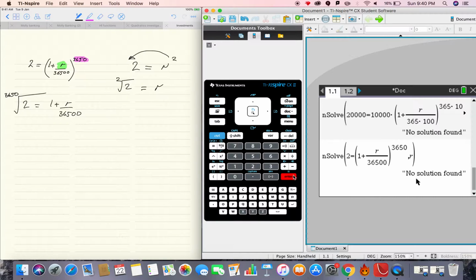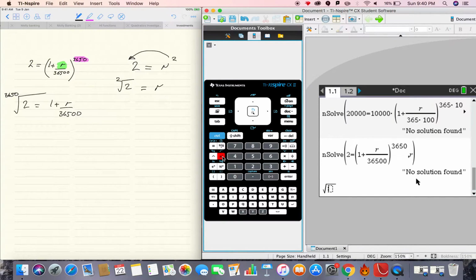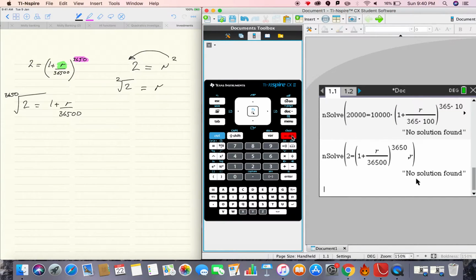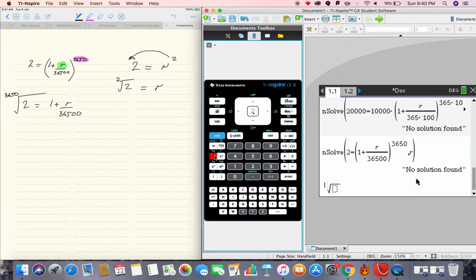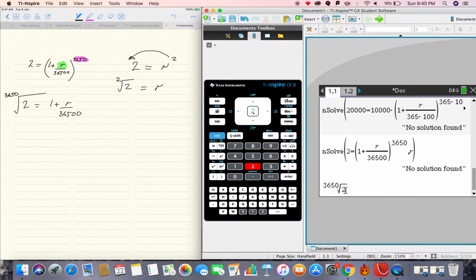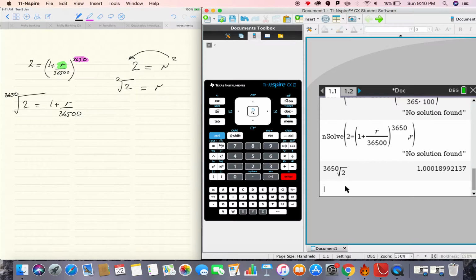So let's just see if we can get my calculator. Let's have a look here. Oh, and I will delete that because I need the button. There you go. So the 3650th root of 2. And let's have a look. Okay, so we can do the 3650th root of 2. And we can see that that is 1.0018992137, and that's equal to 1 plus r over 3650. Now you see this guy here?